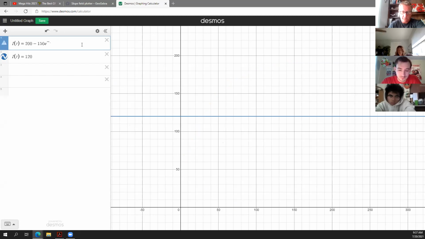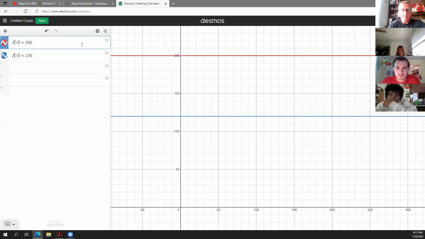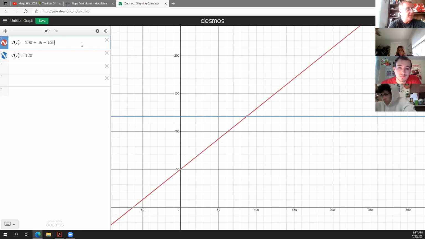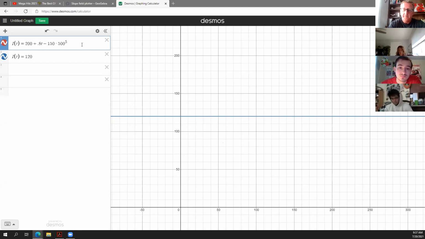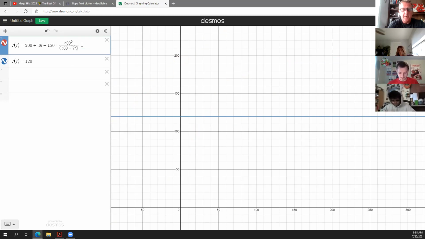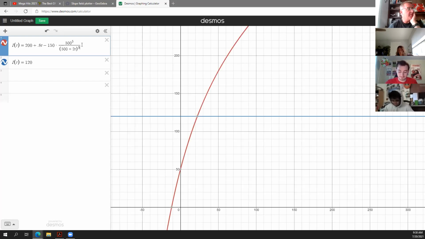So we said new equation, 200 plus 0.8t minus 150 times 500 raised to the 5th times 500 plus 2t. Actually, maybe I'll write it this way instead. I'll say divided by 500 plus 2t raised to the 5th power. Since it was a negative, I'll just write it on the bottom. It's kind of what I might need to do to solve it anyway.